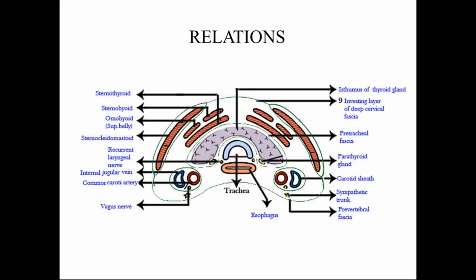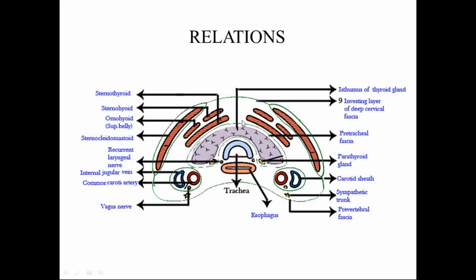Okay, so we have finished the relationships of the lobes. Now we'll talk about relationships of the isthmus. What is the relationship of the posterior aspect of the isthmus? Posteriorly, you are able to see the trachea. Posteriorly, it is related to second, third and fourth tracheal rings.